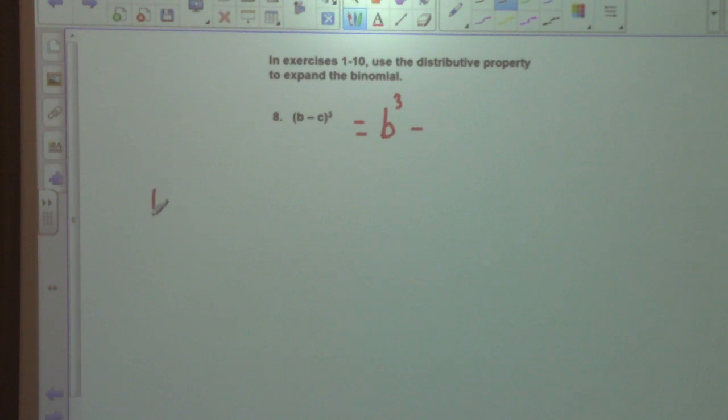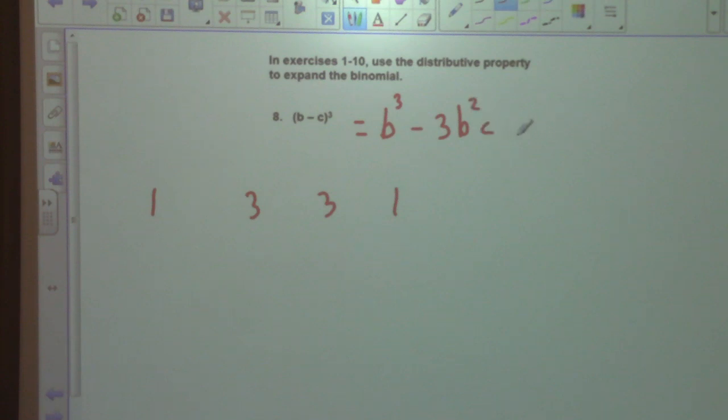Okay, remember we had the 1, 3, 3, 1, right? So there's 1, and the next one is a 3, and it's minus because we know we're going to have alternating signs. Now what's the descending power of b? Chloe, what's b what? B squared, yeah, that works.